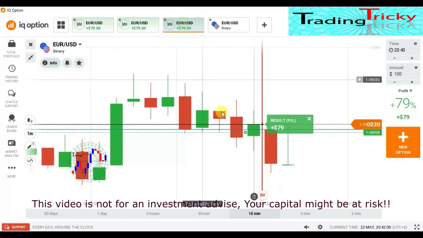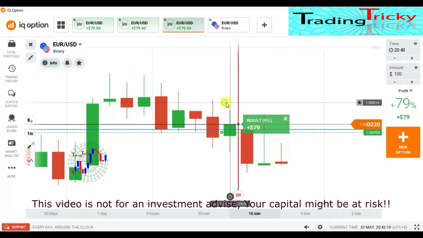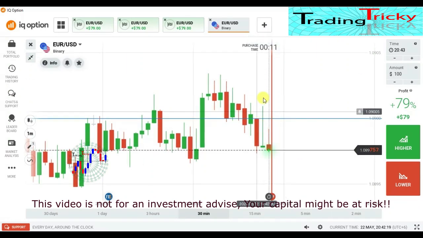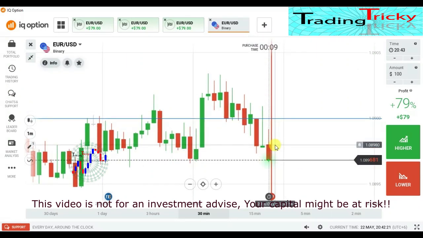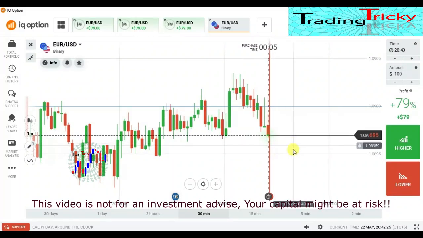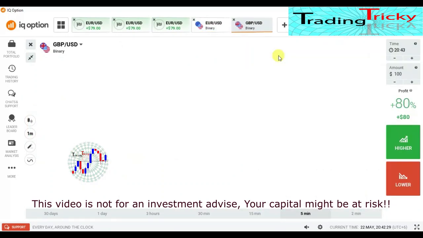But this trade was not okay. Though I won, this is not a good trade for me because that level was already broken. It means I should not place a higher option even if I lost. But this is luck. That's why I won this trade. So let me try one or two trades. This is fast movement, and it's better to avoid this kind of movement because sometimes you will face losses.